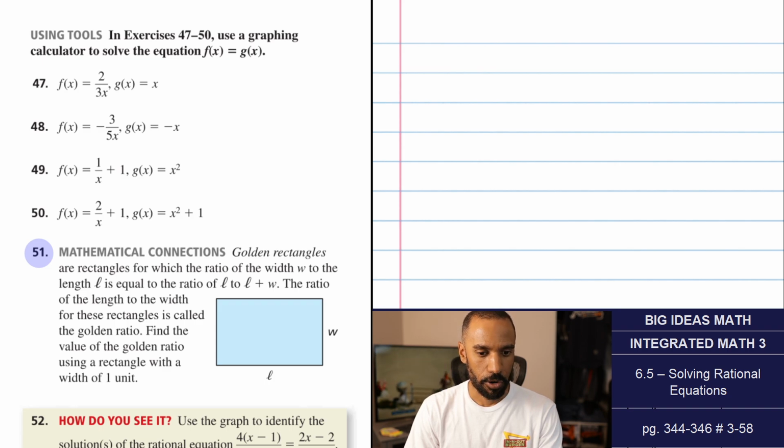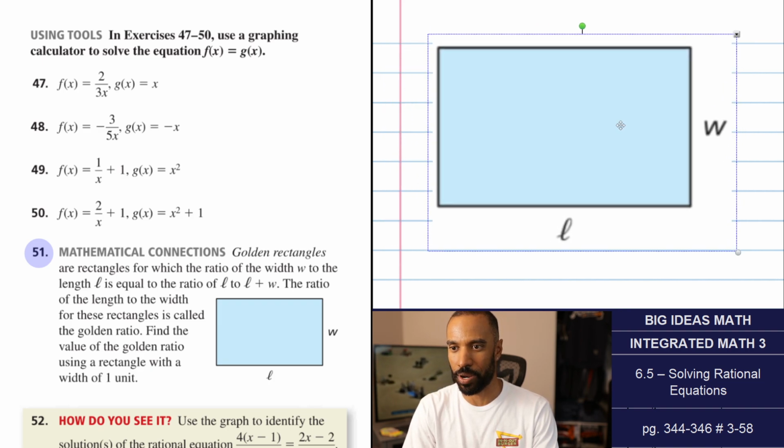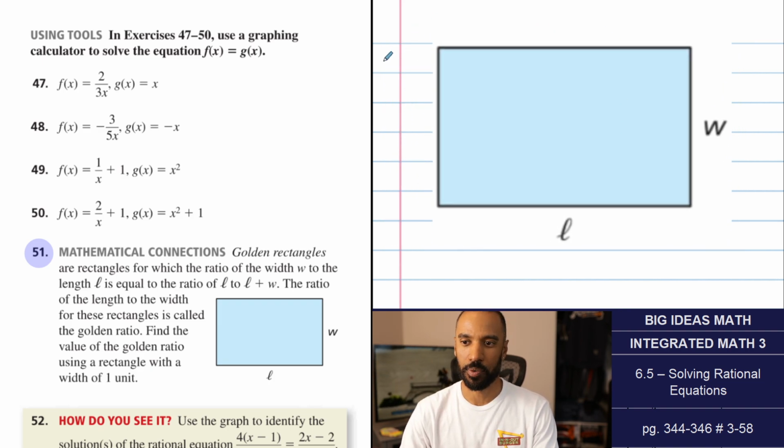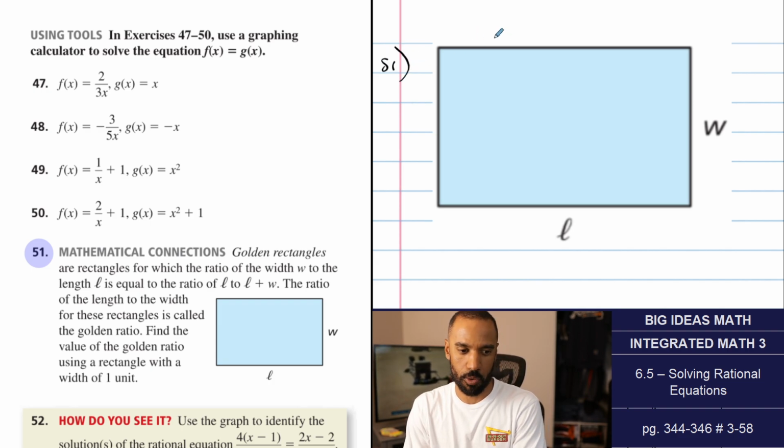I'm trying to copy and paste. I don't know why I'm trying to copy and paste a rectangle. Maybe because I believe that this actually is in the golden ratio right now. So I want to demonstrate something with it.